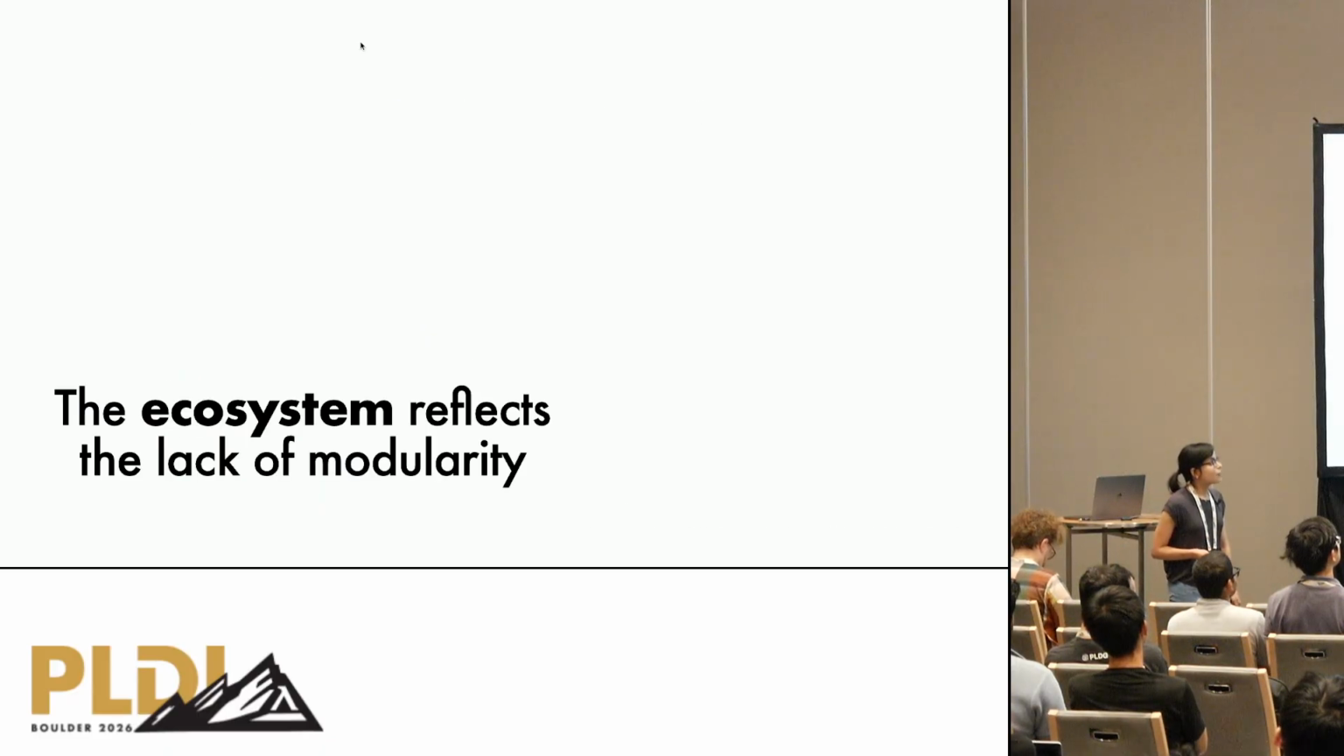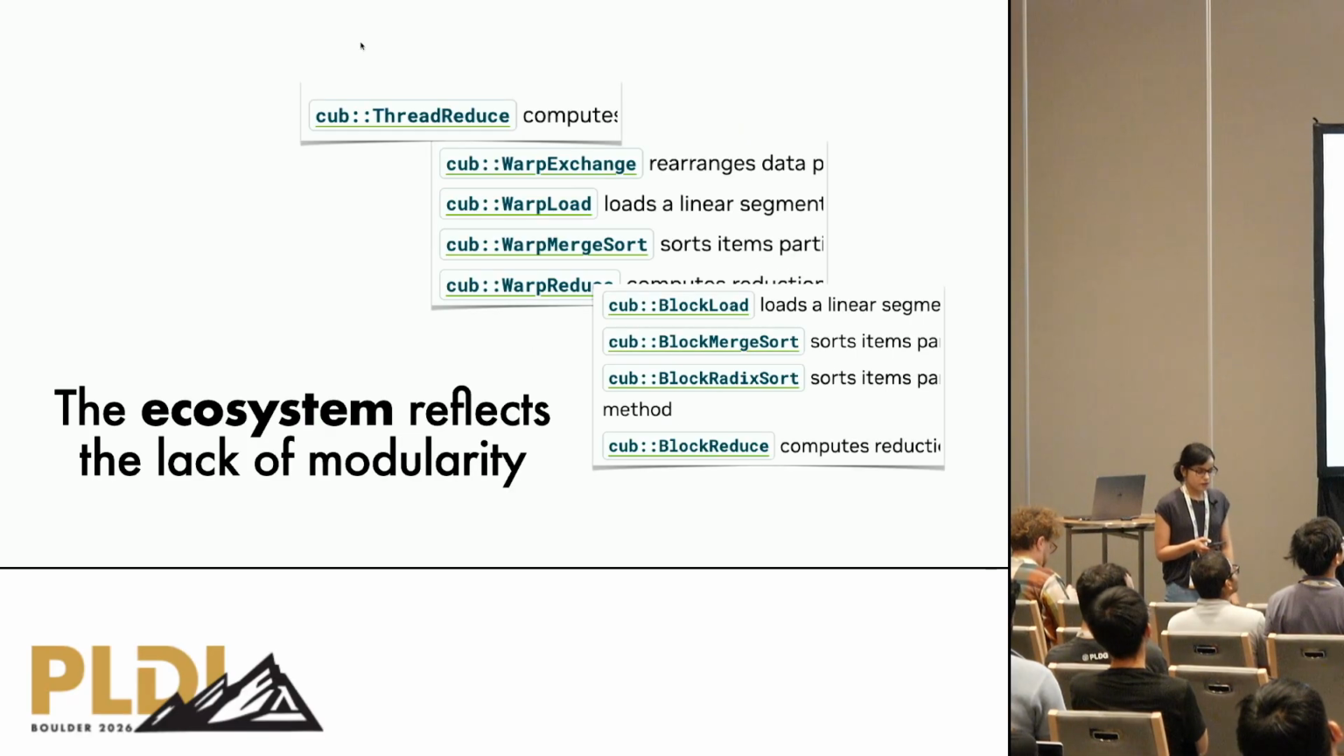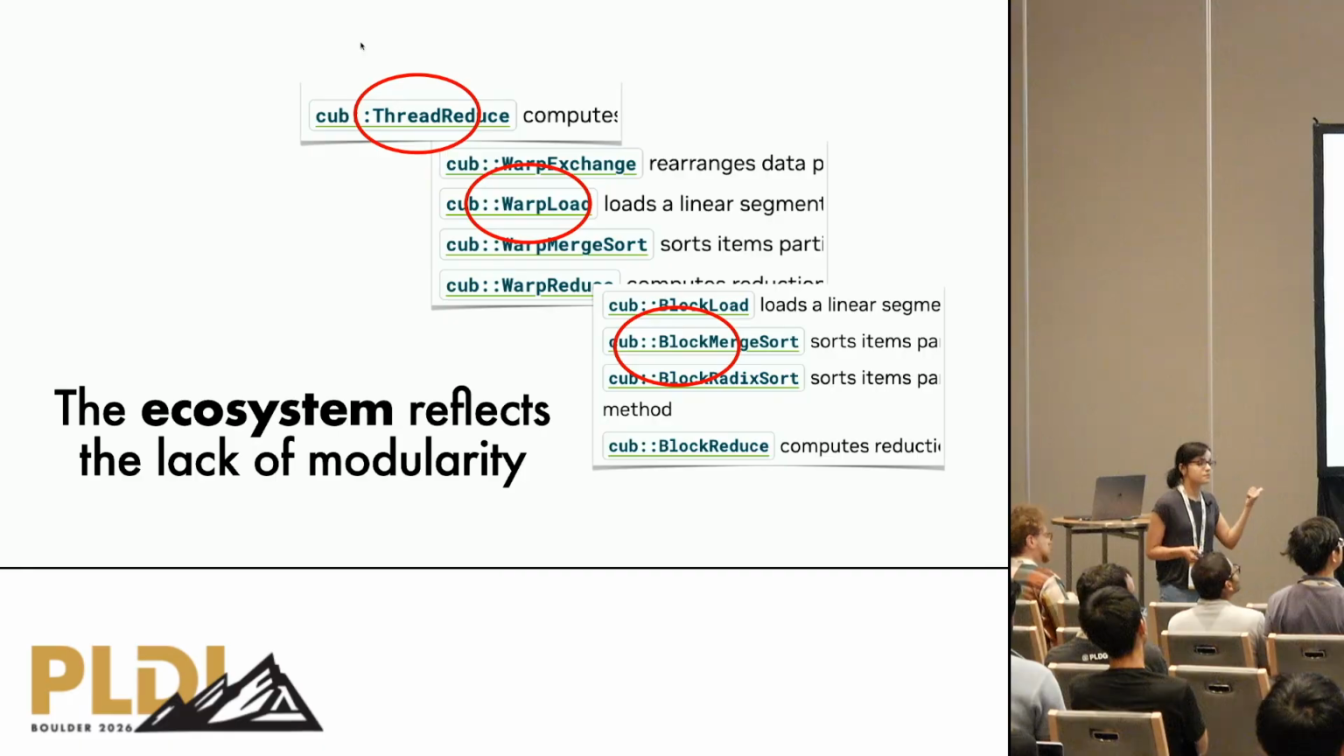In fact, I want to argue that the ecosystem reflects this lack of modularity. Many libraries, like the ones on the screen, only allow you to control the entire machine at once. So they can't even be composed with anything else. But those libraries, like Cub, that do try to introduce finer-grained interfaces, expose that assumption in their names. And this should really send a shiver down everybody's spine here, because names are just names. They can't be checked or enforced.